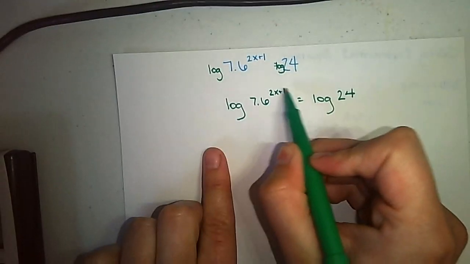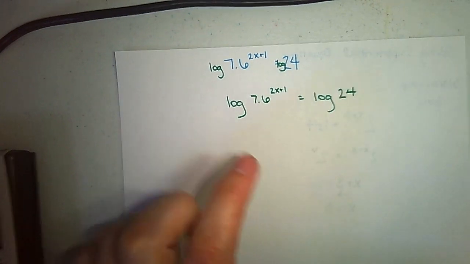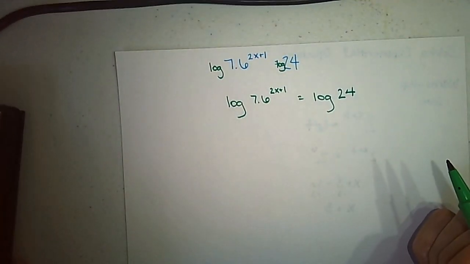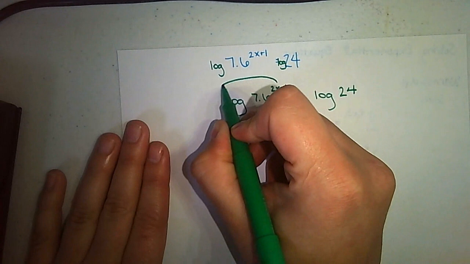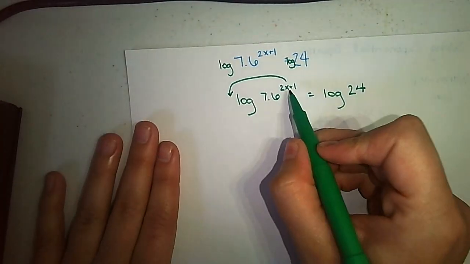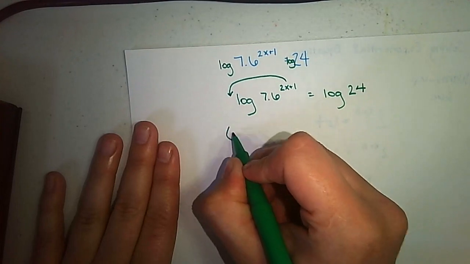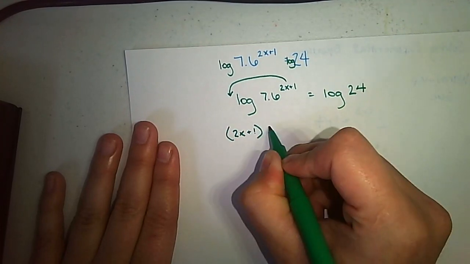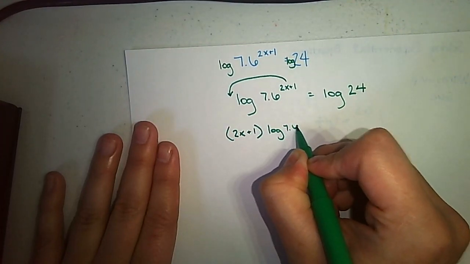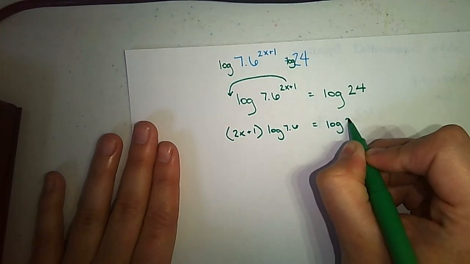And notice I have an exponent up here. And remember, another thing you can do with exponents is you can move it to the front as sort of a multiplier. So that's actually what I'm going to do right now. I'm going to move my exponent to the front. And notice I put parentheses around it. That is important.